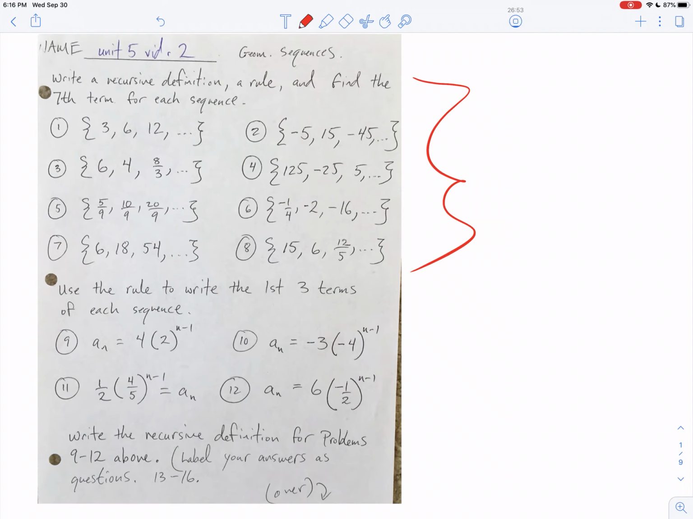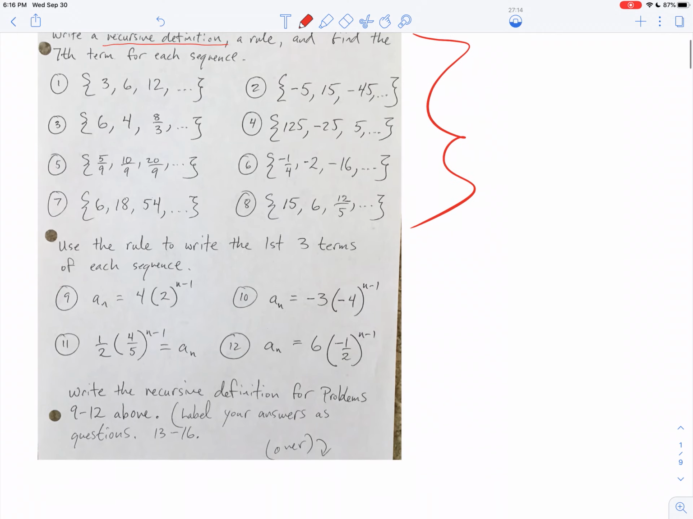Now, just so you know, in the answer key when you check them, I didn't write any recursive definitions because they're easy to write, and I'm trying to save a little time on this video and not make it super long. And you know what? You can always ask me in the Zoom room. I will go through anything you'd like. And then use the rule, second part here. Use the rule to write the first 3 terms of each sequence.